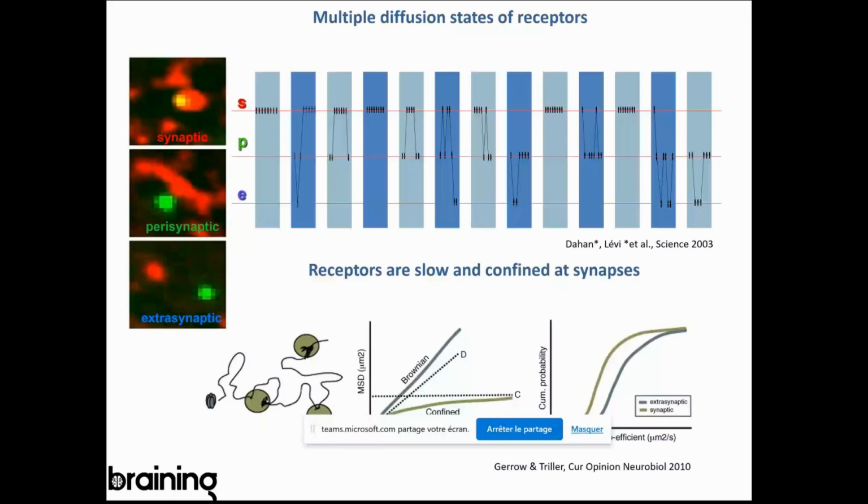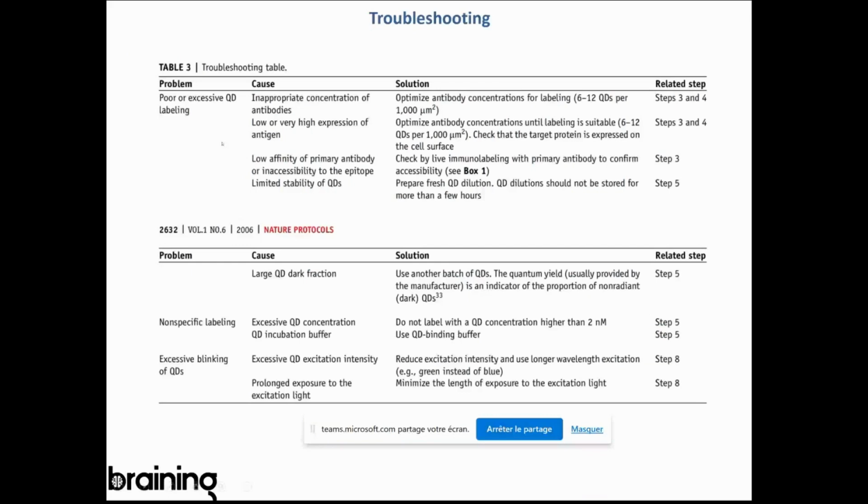Okay, so just for troubleshooting of this technique, most of the time the main problem we have is based on poor or excessive quantum dot labeling on the neurons. So you can have too many quantum dots. If you have too many quantum dots, then all the reconstructed trajectories will cross over, and then you won't really be able to analyze the diffusion of a given receptor. So it's going to be very complicated for you to analyze this data and also to extract the results. Of course, the opposite is also a problem.